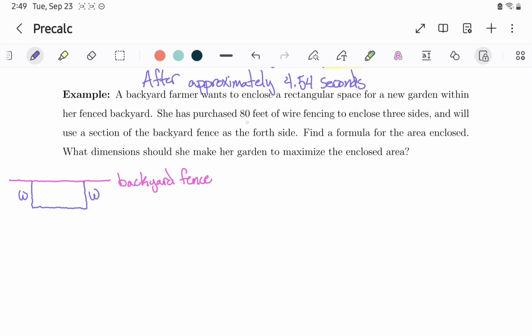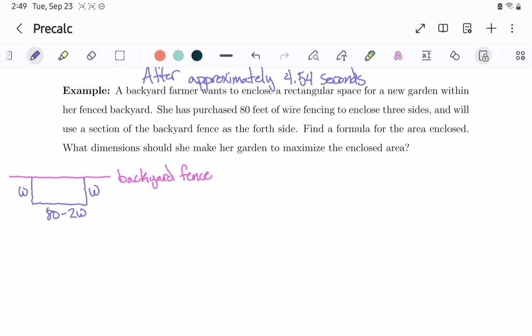So since she has 80 feet of wire fencing to enclose this rectangular area, and she wants to use all 80 feet of it, this means that the length is going to be 80, the amount of feet she has, and then minus however much fence we use for the other two sides. So 80 minus 2W. So we can say that this is L, the length.